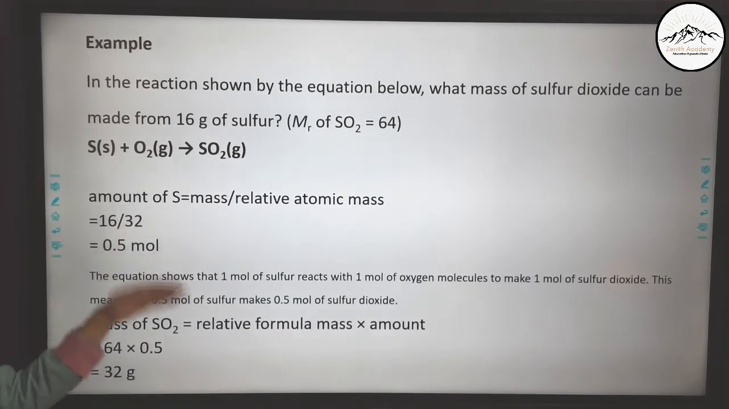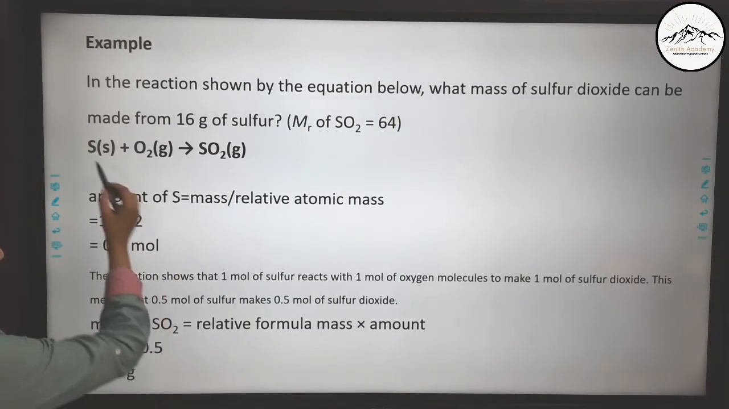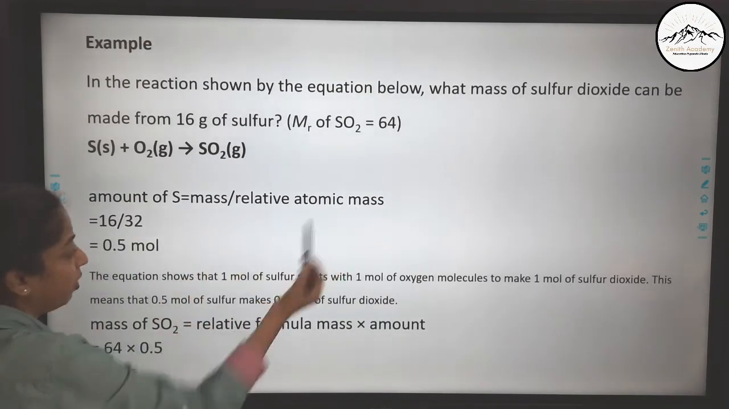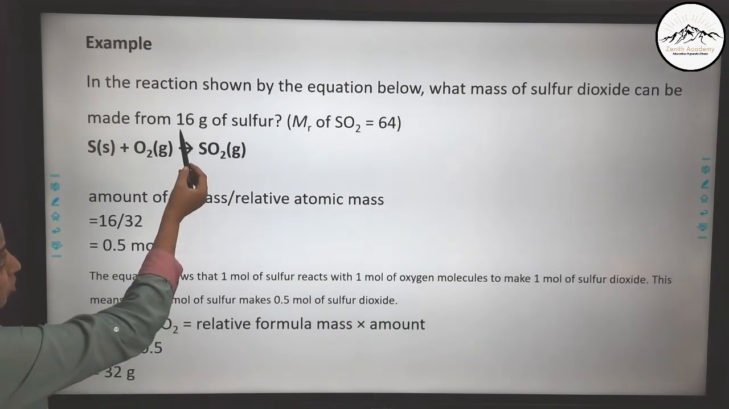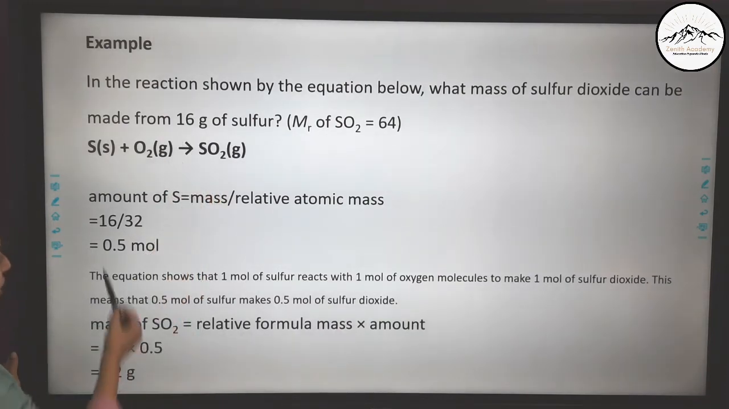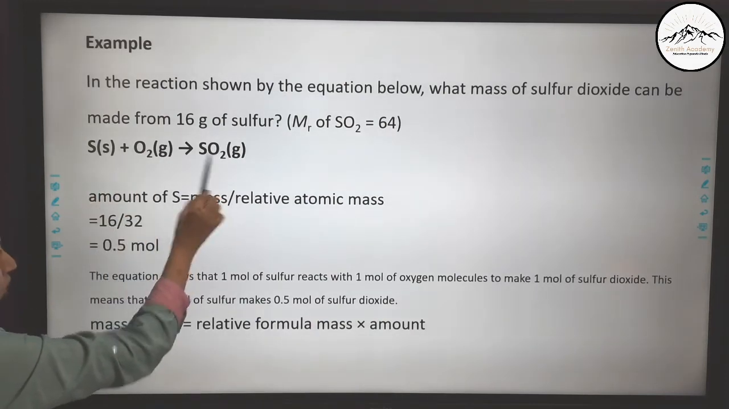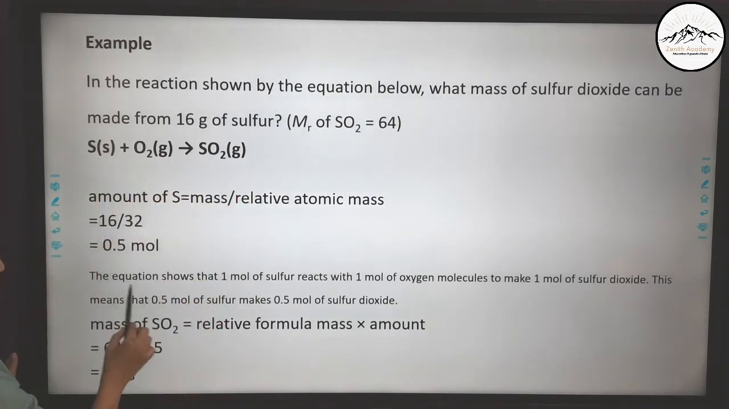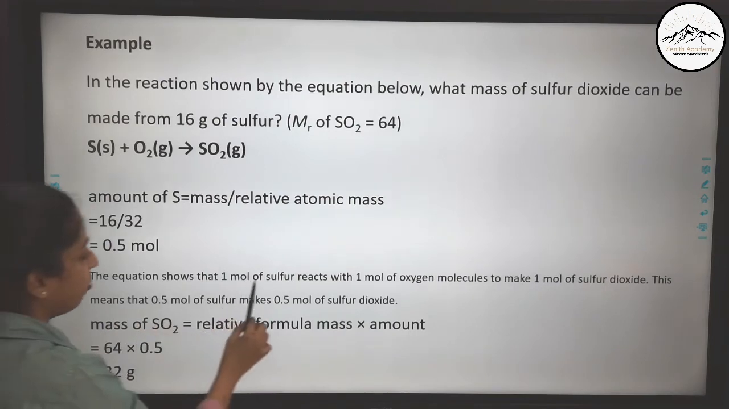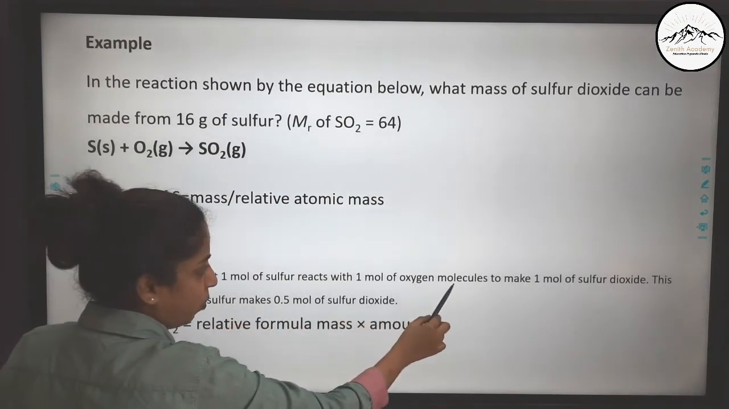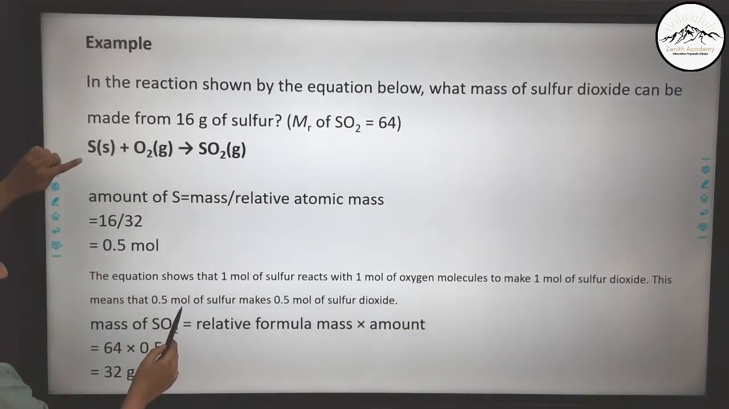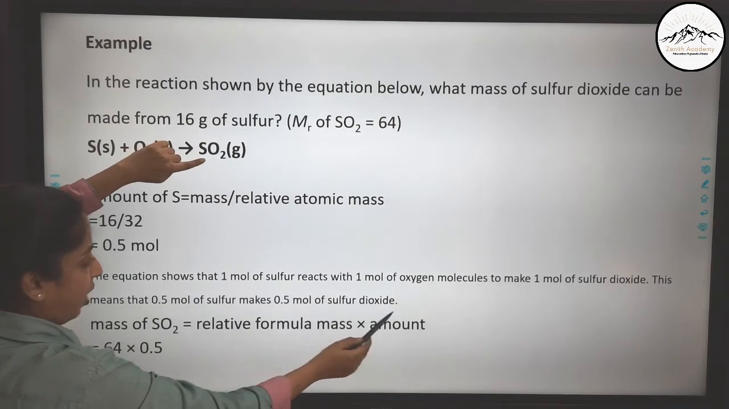The same thing you can solve like this. First you have to find the amount of sulfur. We know amount is mass upon relative atomic mass. So mass is 16, which is given, and relative atomic mass of sulfur is 32. So 16 upon 32 is 0.5 mole. From the equation it is seen 1 mole gives 1 mole. So 0.5 mole will give 0.5 mole of SO2. The equation shows that 1 mole of sulfur reacts with 1 mole of oxygen molecules to give 1 mole of sulfur dioxide. This means that 0.5 moles of sulfur makes 0.5 moles of sulfur dioxide.